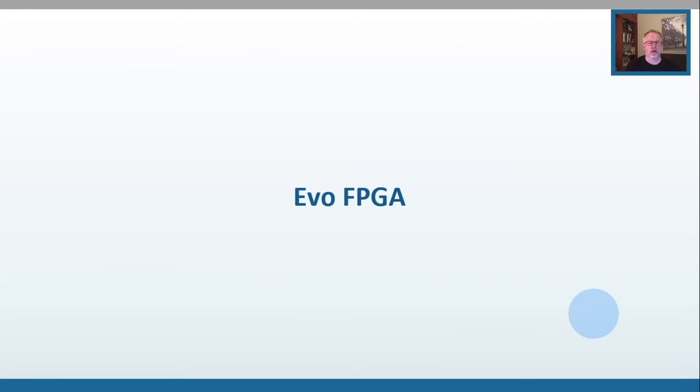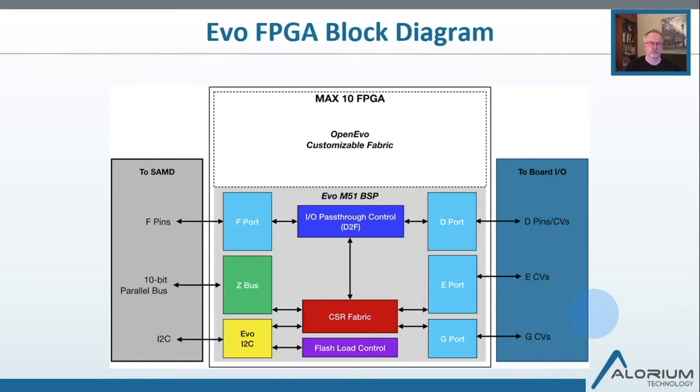So let's take a look at the Evo FPGA architecture and the logic that's in the BSP and how we can add custom logic into that framework. Here we see a very high-level block diagram of the FPGA and the board and SAMD that are connected to it. As you can see, there's a white area on top. This is the unused fabric that we can add custom logic into. And this gray area on the bottom is the BSP logic.